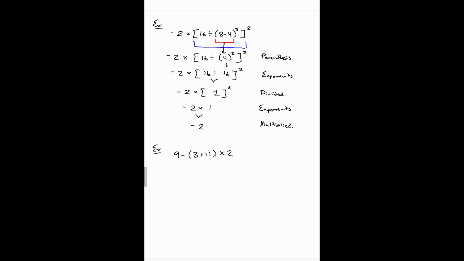All right, so first things first, we have to simplify our parentheses. So that would be 3 plus 11, well, that would give us 14. And then times 2. So we got parentheses taken care of. Now all we have left is subtraction and multiplication. Multiplication comes before subtraction, so we've got to multiply. So that would be 14 times 2. Well, that would be 28.